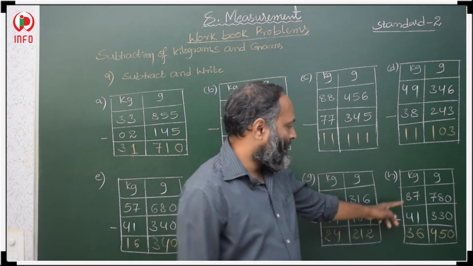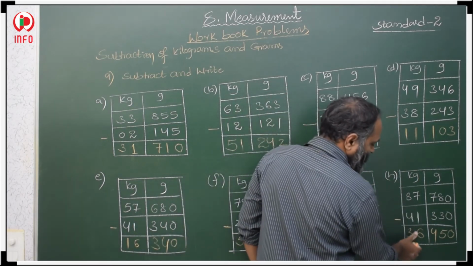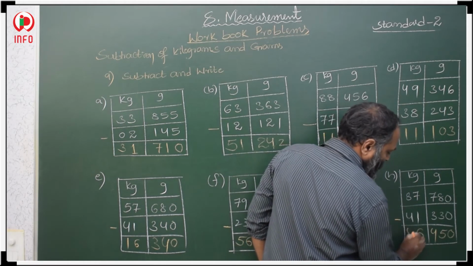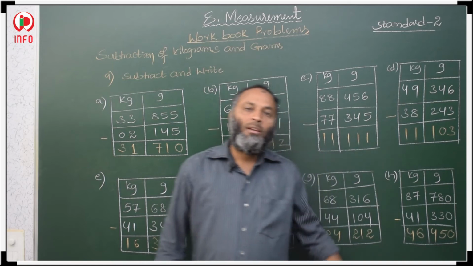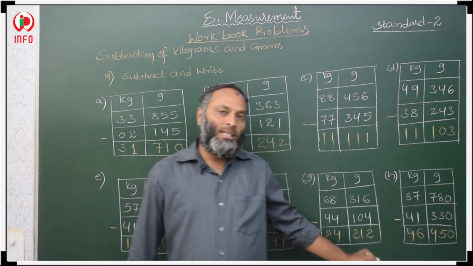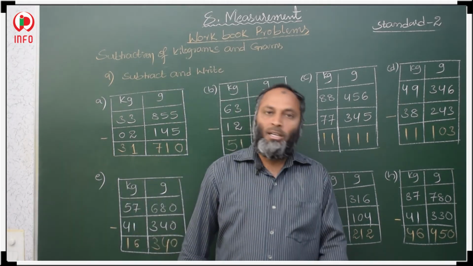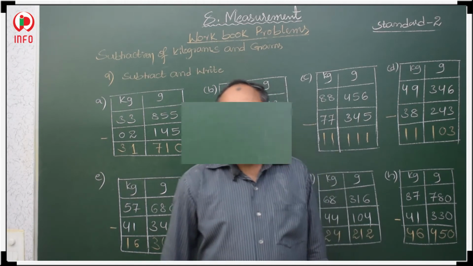So, 36, it is not 36. 8 minus 4 is 4. 46 kgs, 450 grams. Okay. So, in this one more question is left, the same similar question that you do as your home assignment.